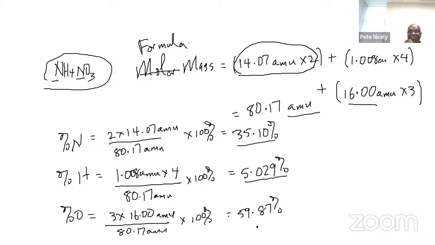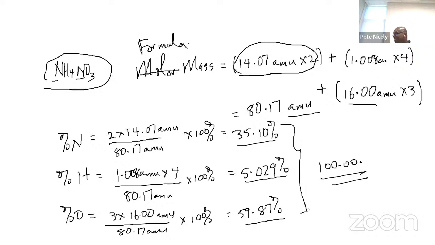But again, as I suggested earlier, I would check to make sure that these add up to give you 100%. So 35.10 plus 5.029 plus 59.87. So the answer I got when I add these up is basically 100%. In fact, when rounded off to 2 decimal places, it would be 100.00. Okay, so that's basically how that example is done.